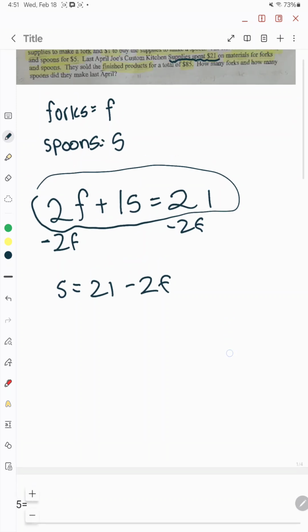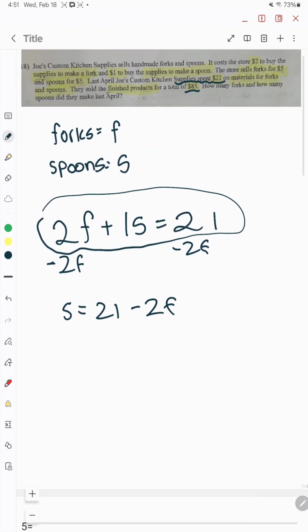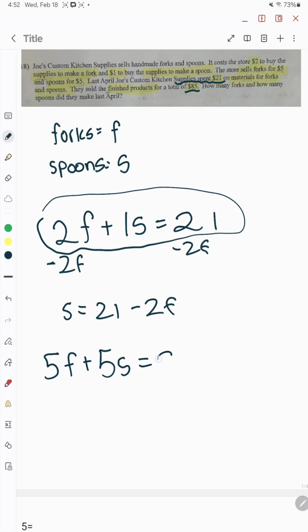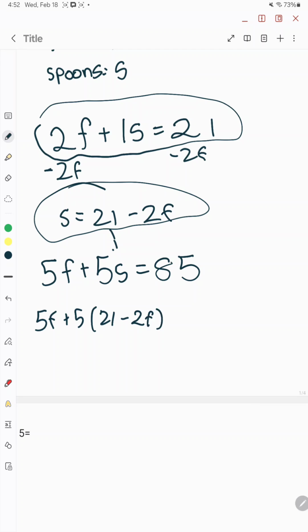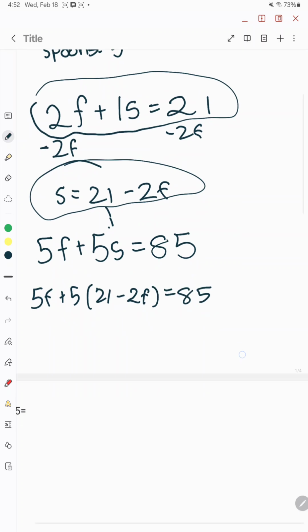Now we have to make the second equation, which is how much money they made in total. So they sell their forks for $5, and they sell their spoons for $5, and they make a total of $85. But we know that S is equal to 21 minus 2F. So every place that we see S, we plug in this equation. So we have 5F plus 5 times 21 minus 2F is equal to 85.